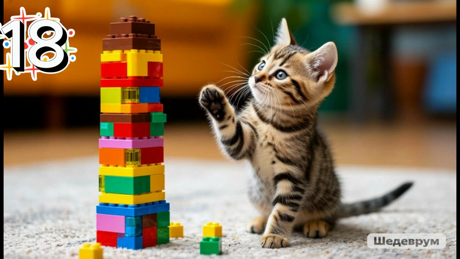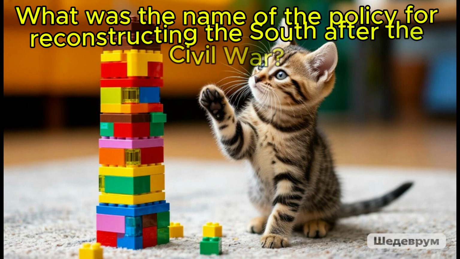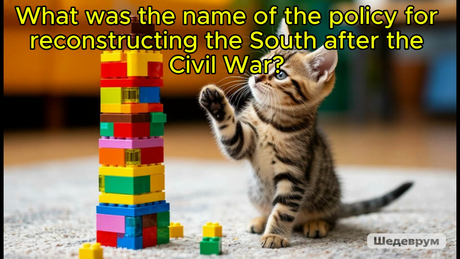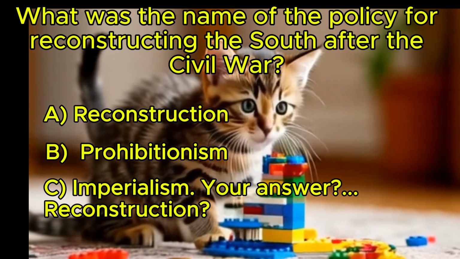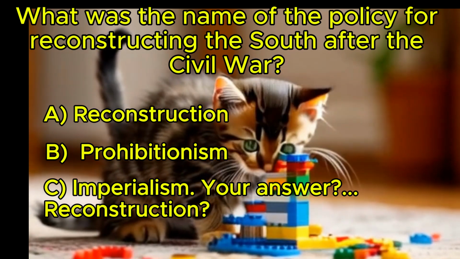Question number 18. What was the name of the policy of reconstructing the South after the Civil War? A. Reconstruction, B. Prohibitionism, C. Imperialism. Your answer.